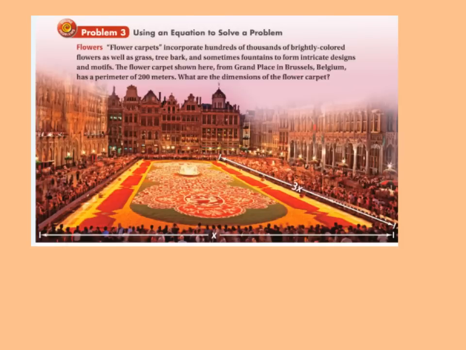Pause the video and read this word problem. So I'm looking for what is x. That will help me find the dimensions. Dimension is like 5 by 6. It's telling me that the perimeter is 200. I have to know what perimeter stands for. Perimeter means if I were to add up all my 4 sides of this flower carpet.